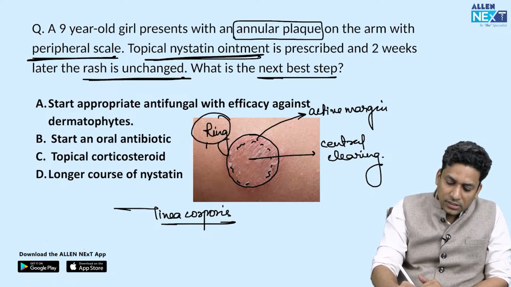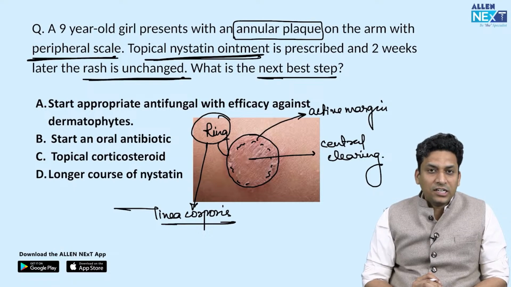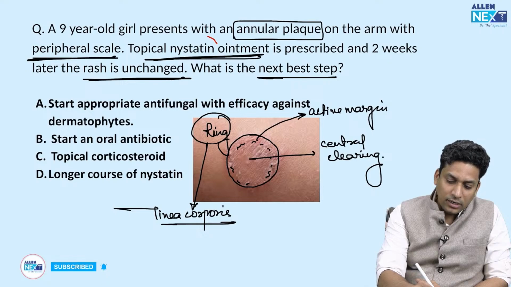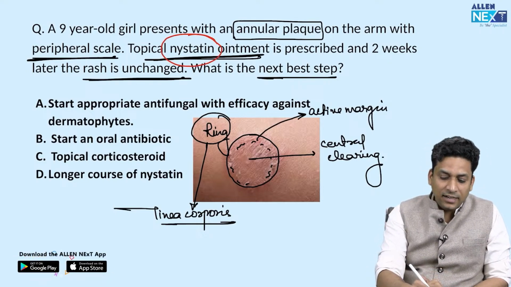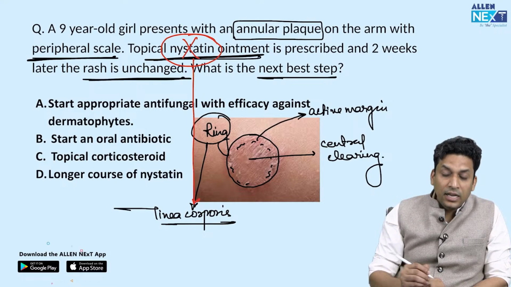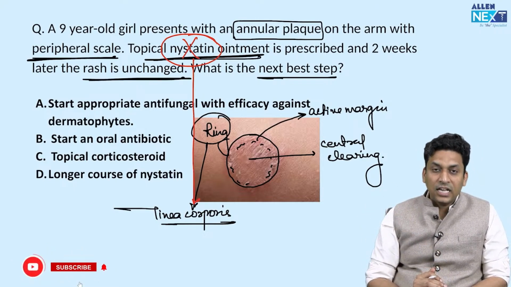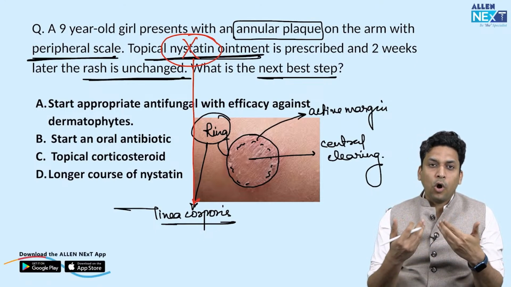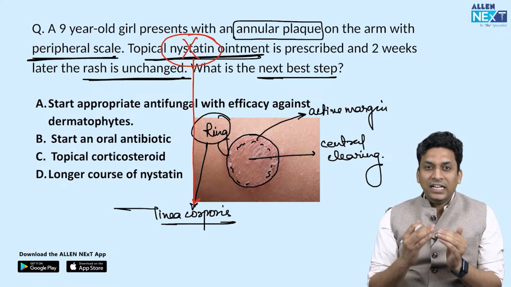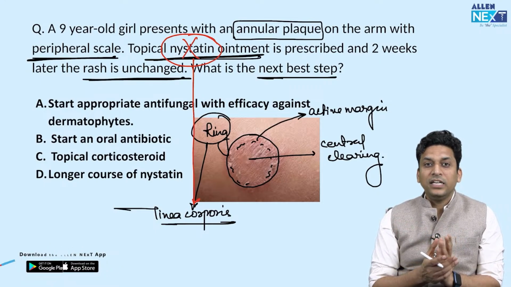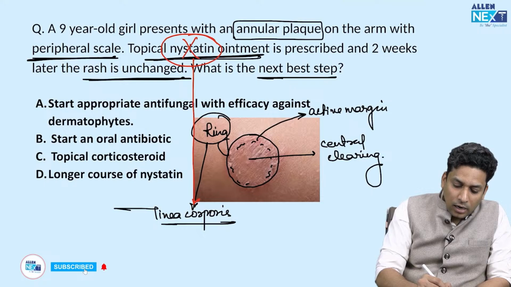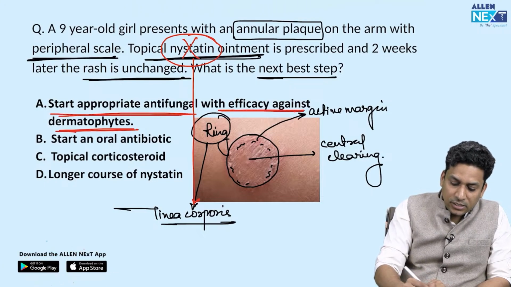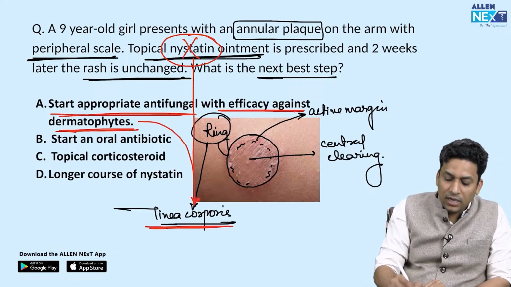So ring-like lesions are seen in tinea corporis, which is a fungal condition. But remember that we use antifungal agents but not nystatin. Why? Because nystatin is not effective in tinea. It is very effective in candidiasis. So nystatin ointment is generally used in candidiasis, while for dermatophytes which cause tinea, we use anti-dermatophytic agents, commonly azoles.